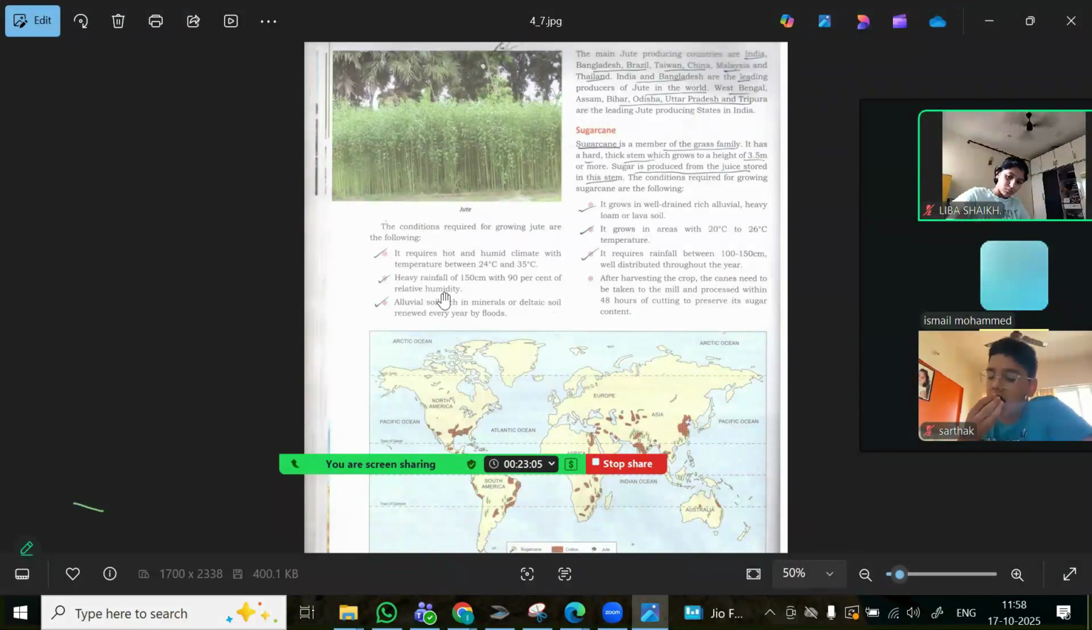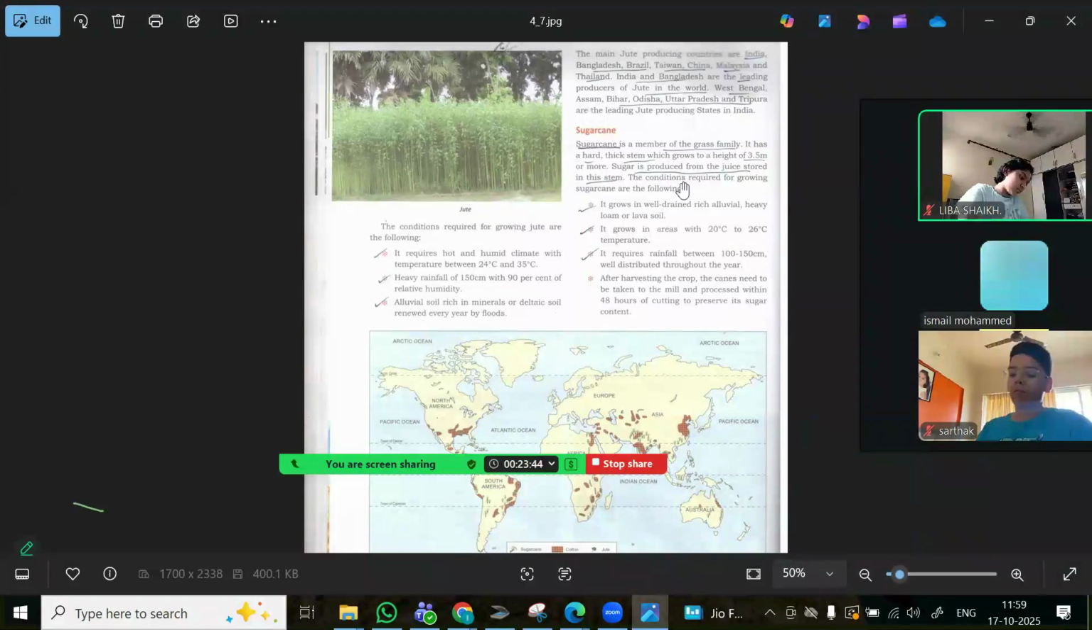Okay, so it requires alluvial soil rich in minerals, and major producers are India, Bangladesh, Brazil, Taiwan, China, Malaysia, and Thailand. You can say these are all from India to the Southeast Asian countries, except Brazil. Okay, and you have to also remember India and Bangladesh are the leading producers of jute in the world. And in India, it is grown in West Bengal, Assam, Bihar, Odisha, Uttar Pradesh, and Tripura.